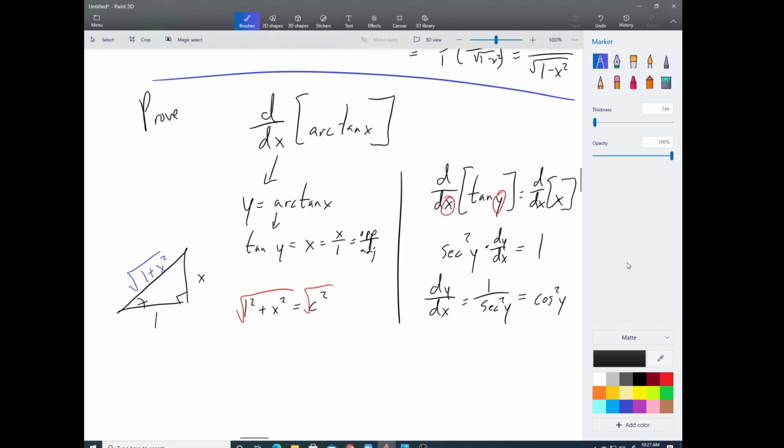And then once I have established what my derivative is in terms of y, I go back to my triangle and I use it to find the cosine of y. So my cosine is the adjacent side over the hypotenuse, and then I'm going to square it very conveniently. The square and the square root cancel, and of course 1 squared is just 1, so I end up with 1 over 1 plus x squared as my derivative.